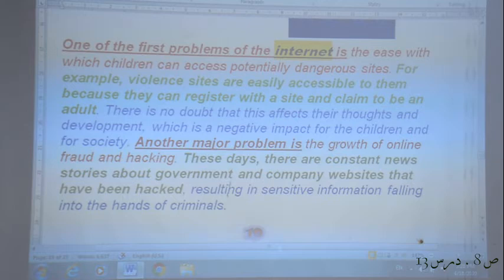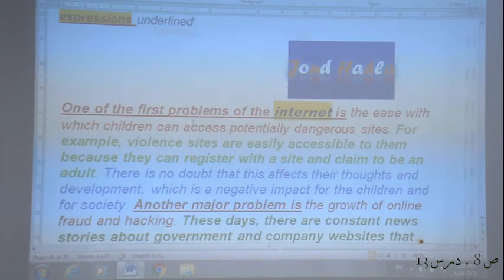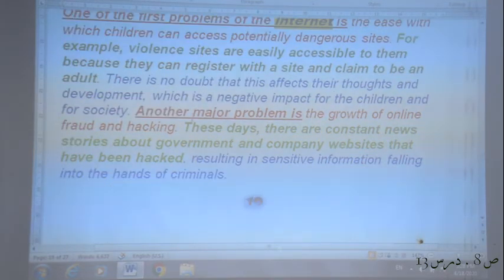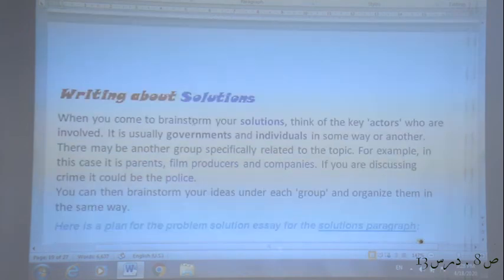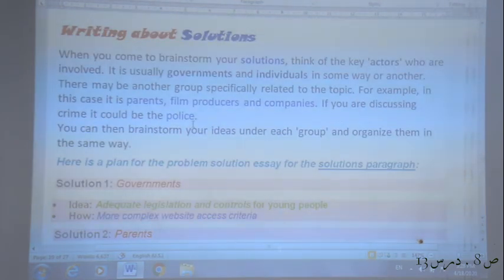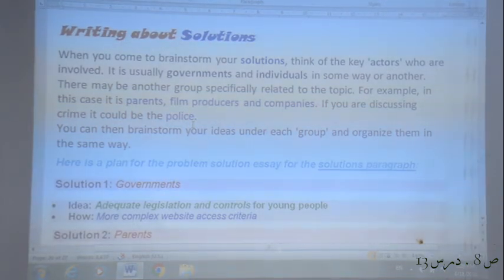So in this paragraph, we stated 2 problems. We have written about 2 problems. We gave examples, and finally, we have written about the effects of these 2 problems. This is called the problems paragraph. Okay? Now, writing about solutions. So we have 2 paragraphs. I am not talking about the introductory paragraph or the conclusion.